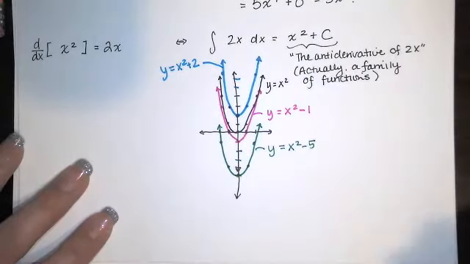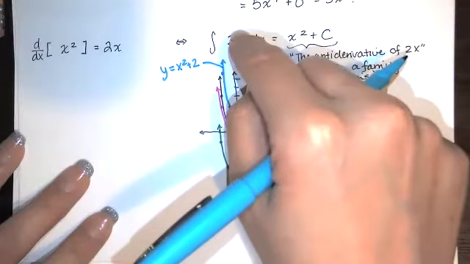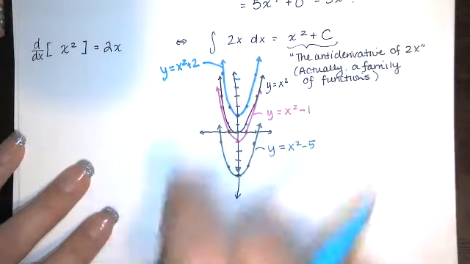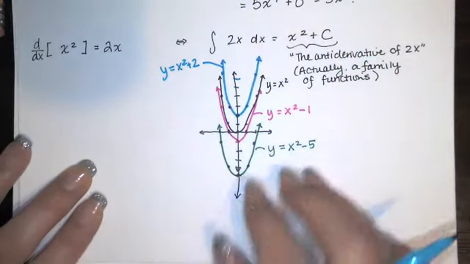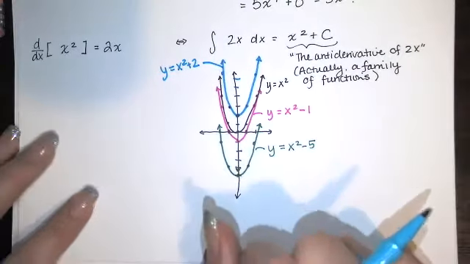C could be 1,000,000. It could be y equals x squared plus 1,000,000. So it'd start up all the way up here at 1,000,000, and then it would go up. And that'd be totally okay. If I take the derivative of that, I'm still going to get 2x.